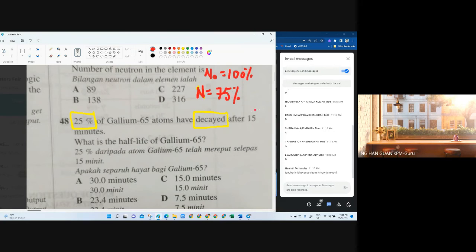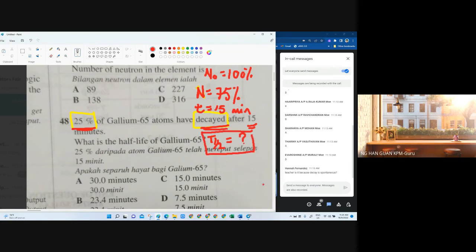So after the time t equal to 15 minutes, the number of nuclei remaining is 75%, because the question told you 25% decayed. So you only remain 75%. Now the question is looking for the half-life.